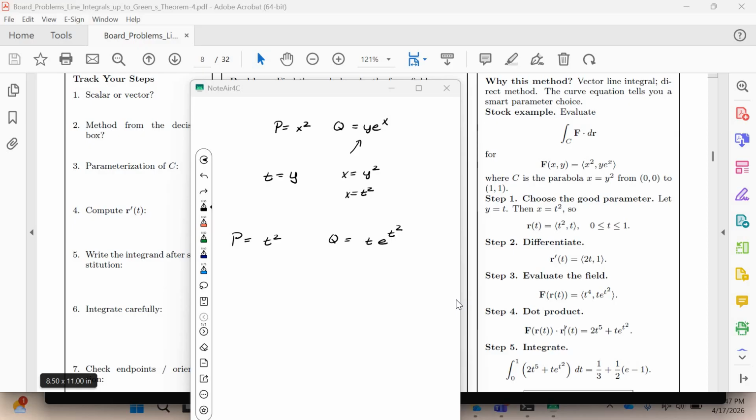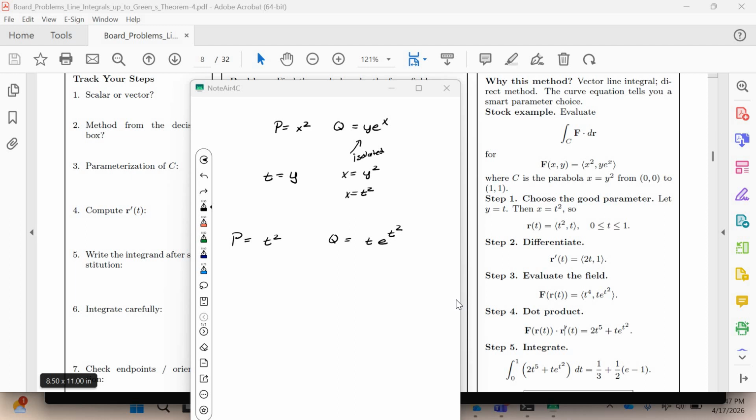That's what's nice. But if I look over here, there's an isolated variable y. So this y here is isolated. That means it's not inside some kind of other function. So I'm going to set y equals t. Then once I set y equals t, because they told me there's a parabola, that's my curve, and x is y squared, then x is t squared. So that gives me the x.